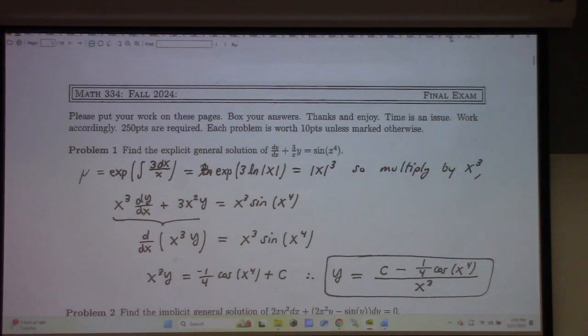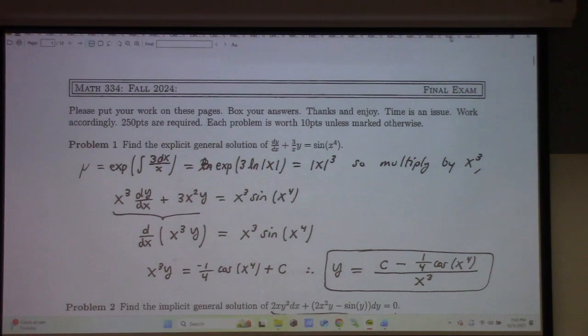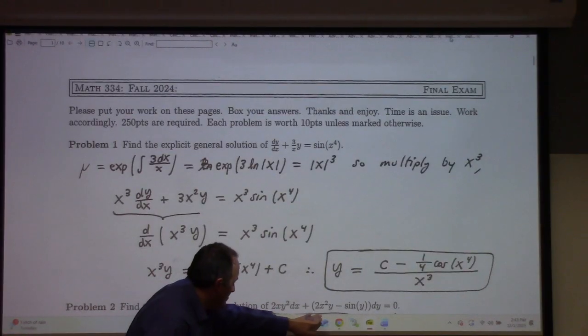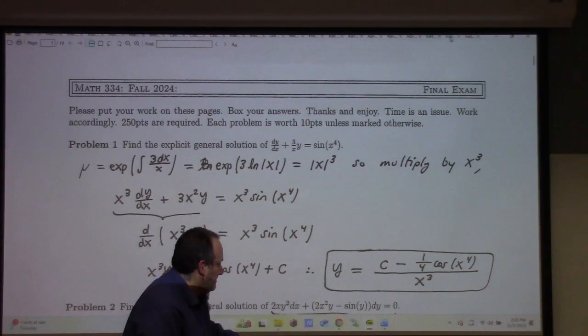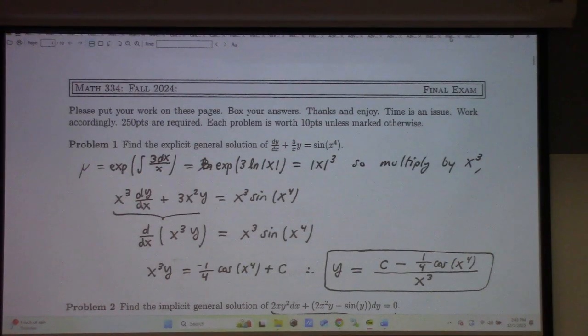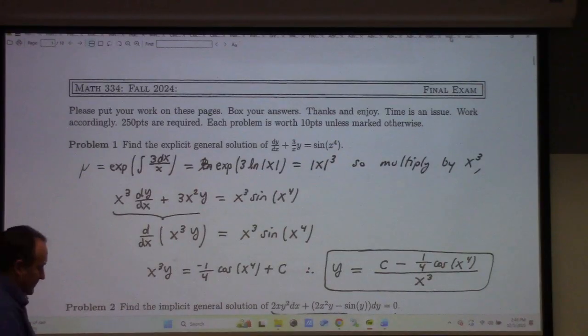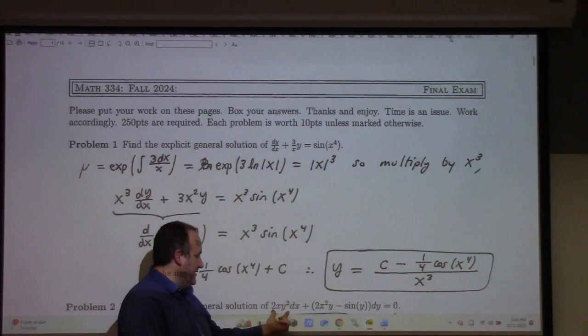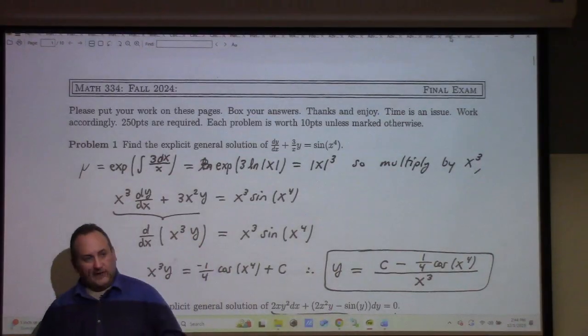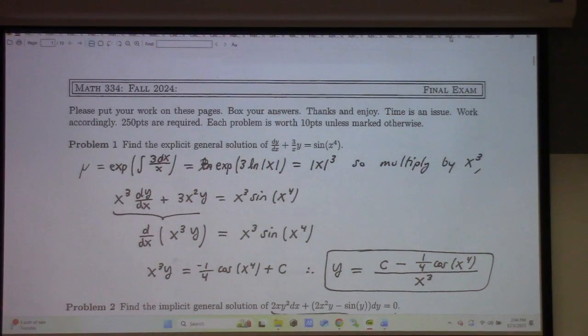So we calculate the integrating factor, which in this case is x cubed, multiply by x cubed, reverse product rule, integrate both sides, answer. What do you guys think about the second one? This one here. Is that the exact equation? That is an exact equation, right? If you just look at this thing, it's the differential of x squared y squared plus cosine y. So x squared y squared plus cosine y equal to a constant is the solution.